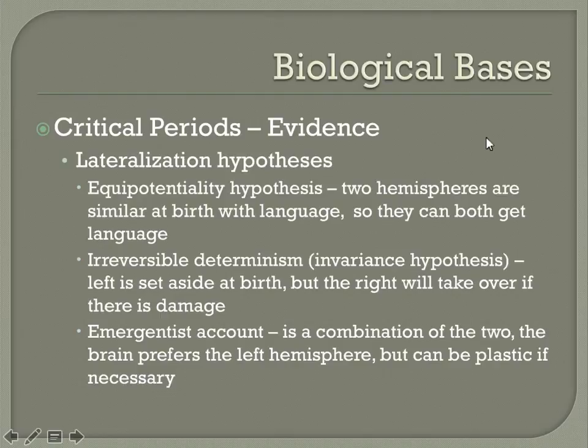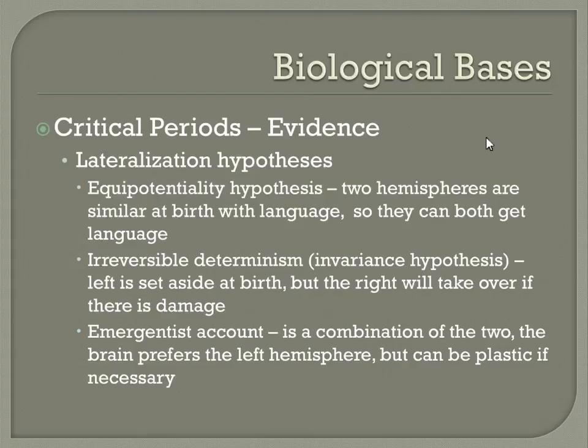And then there's a couple of ideas about lateralization. So lateralization is where we tend to see left hemispheric dominance for language, right hemispheric dominance for spatial cues. And there's a couple of different theories. So equipotentiality, which is just too many syllables, is that the hemispheres are the same at birth. So they could both get language, and then it's just sort of the luck of the draw. And I think if that hypothesis were true, what we'd see is a 50-50 split where some people have it on the right, some people have it on the left, and it's not tied so heavily to handedness.